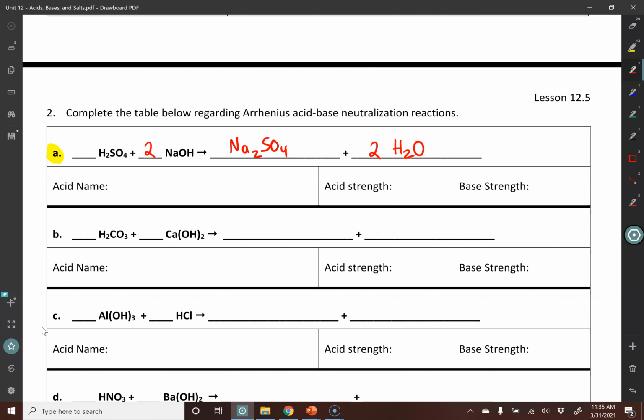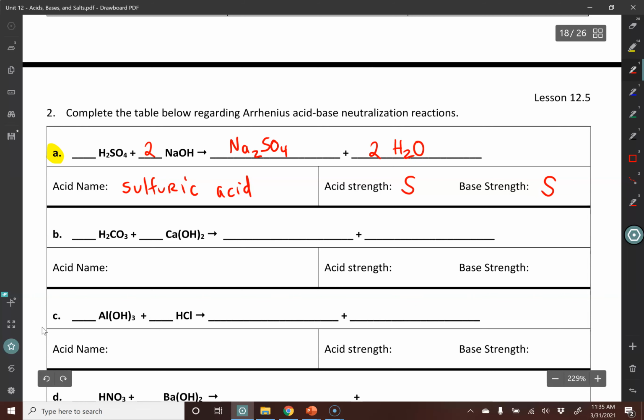You'll notice that I've also asked you to name the acid, so reviewing lesson 12.1, and then identify the strength of the acid and the base. That's lesson 12.3 review. H2SO4 is sulfuric acid. Sulfuric acid is a strong acid. We've got sodium hydroxide. That's a group 1 metal combined with a hydroxide, so that's going to be a strong base.